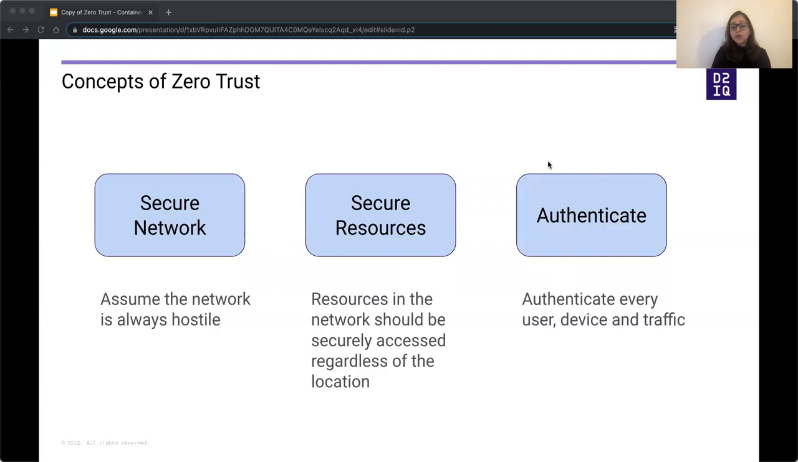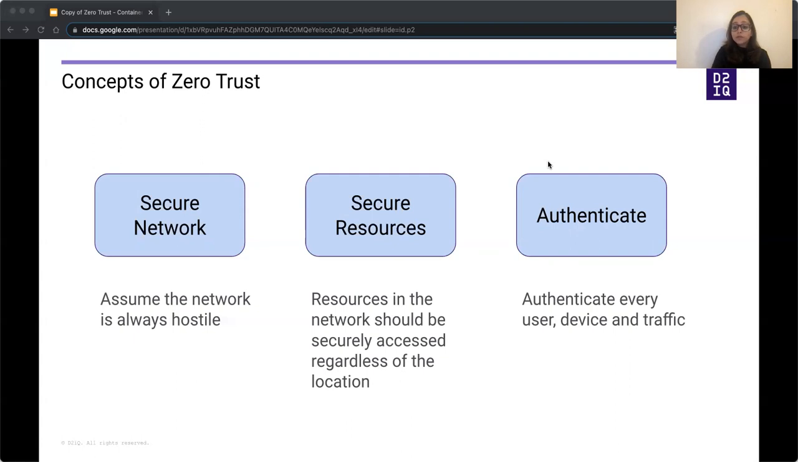This model is built upon 3 fundamental assertions. The first one is the network is always assumed to be hostile. We always verify based on the assumption that external and internal threats exist on the network at all times. The second one is resources in the network should be securely accessed regardless of the location. We implement checks in a way where locality of the resource is not sufficient for deciding trust in a network. And the third one is every user, device, and all traffic should always be authenticated.